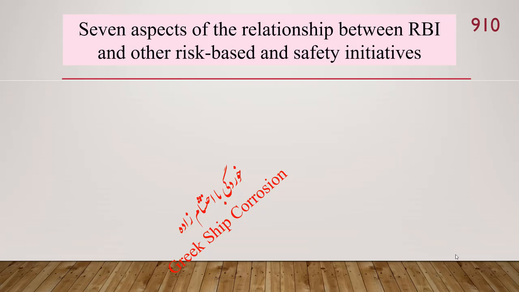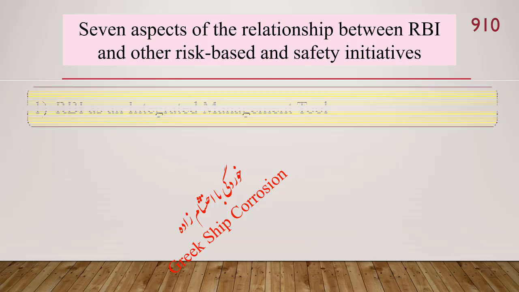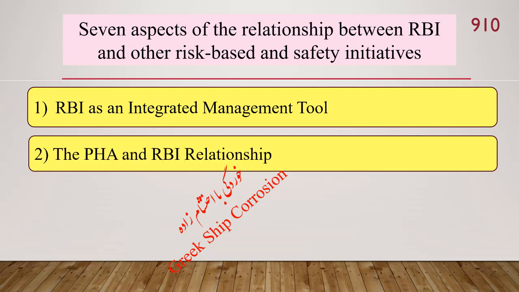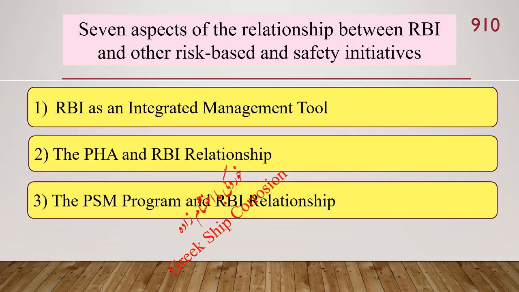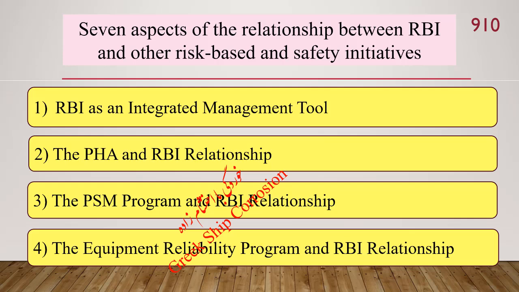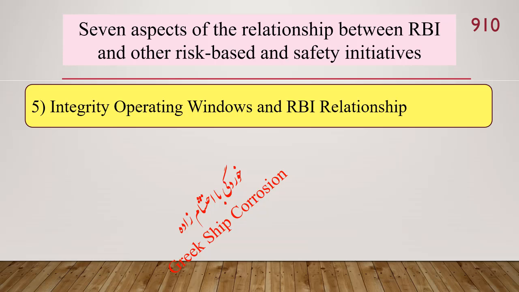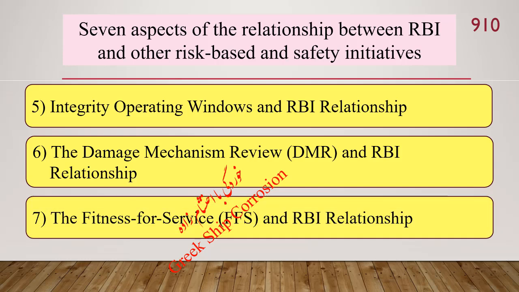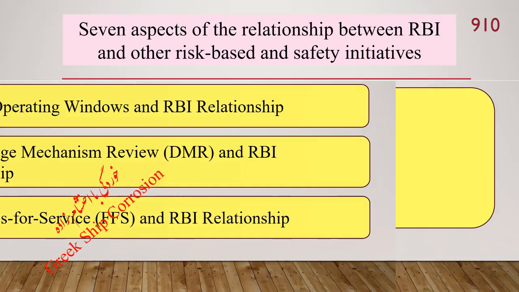Seven aspects of the relationship between RBI and other risk-based and safety initiatives include: 1. RBI as an integrated management tool. 2. The PHA and RBI relationship. 3. The PSM program and RBI relationship. 4. The equipment reliability program and RBI relationship. 5. Integrity operating windows and RBI relationship. 6. The damage mechanism review and RBI relationship. 7. The fitness for service and RBI relationship.